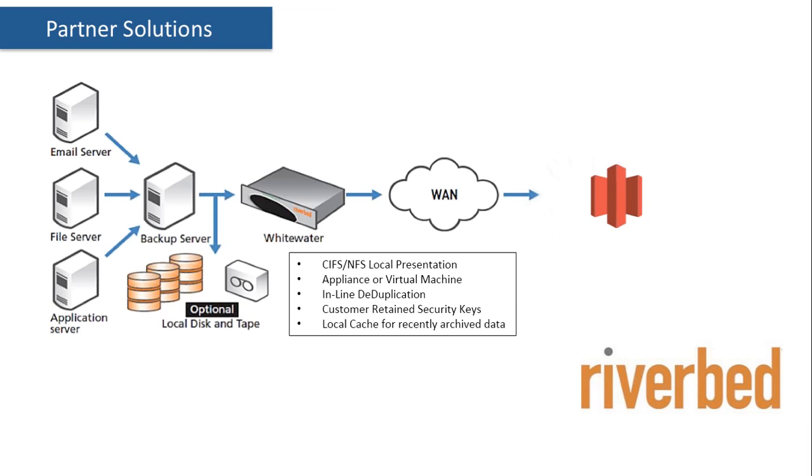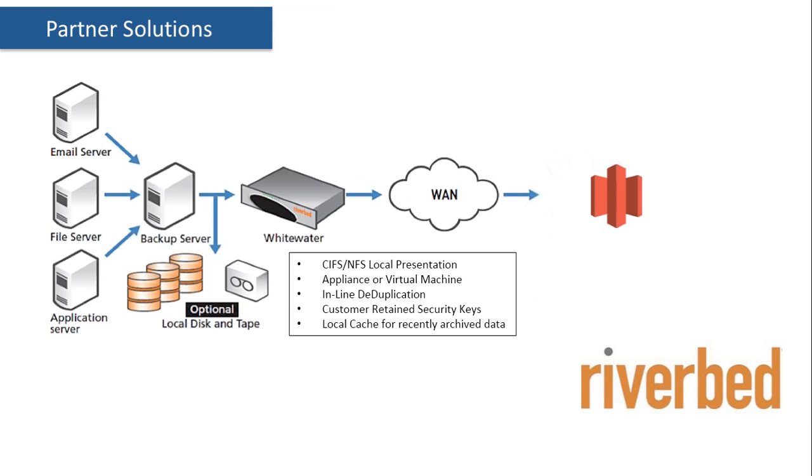Another key feature of the Whitewater device is that the customer is able to maintain and retain their own security keys, and customers often prefer to encrypt the data before it comes up to us, so you have a double level of encryption. You have the encryption on-premise with the Whitewater device and the keys over an HTTPS link, and then it's encrypted again at rest within Glacier.